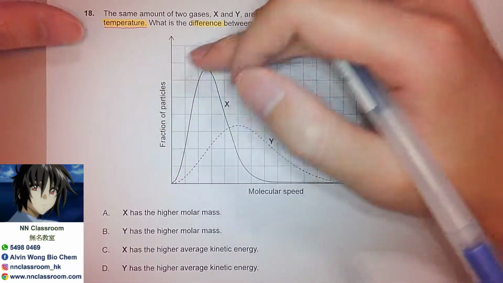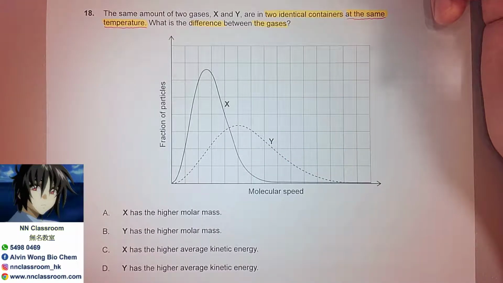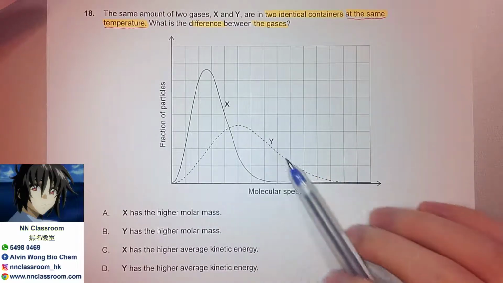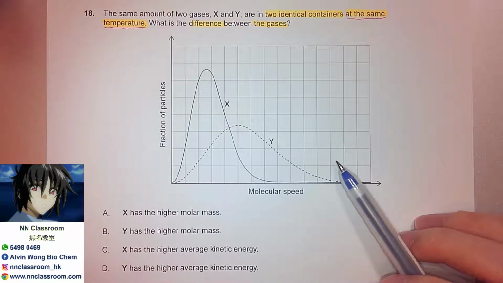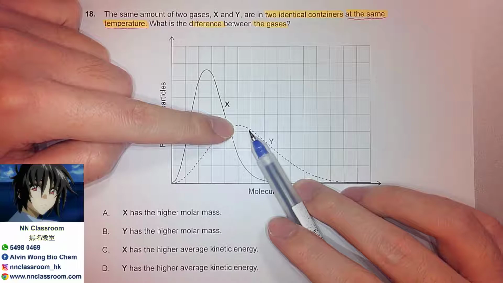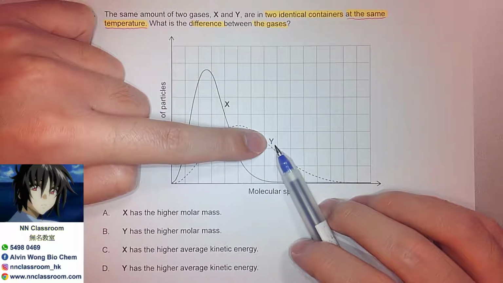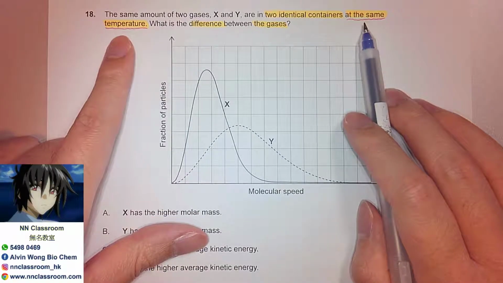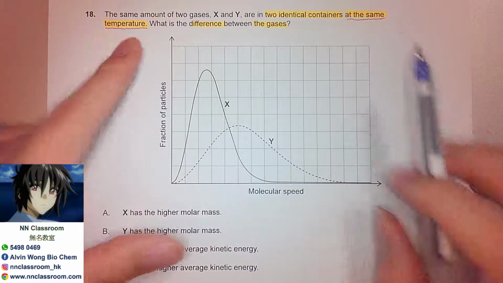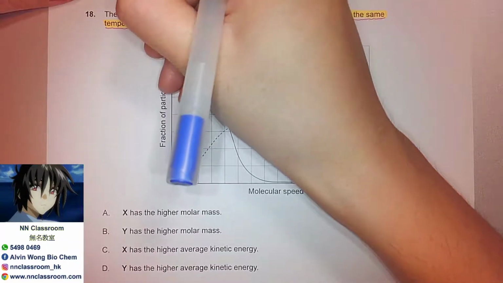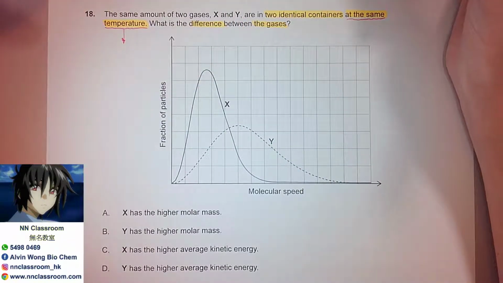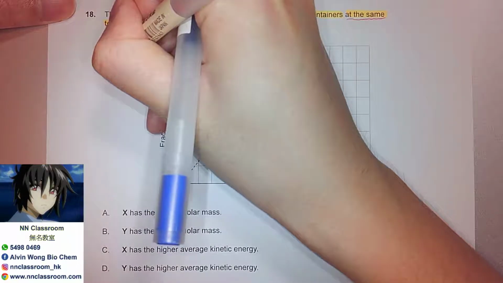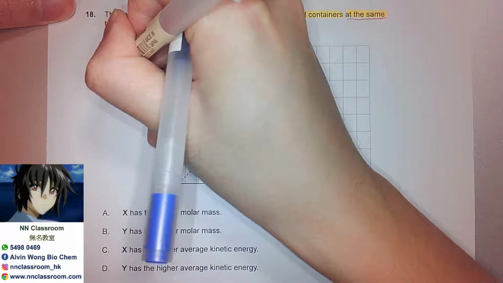First of all, after recognizing this shape, students should realize that if we sketch another curve across the Maxwell-Boltzmann distribution, that would symbolize that the temperature of gas Y is now higher than gas X. But the given condition is the same temperature, and what temperature shows is a really important kinetics idea: temperature reflects the average kinetic energy.